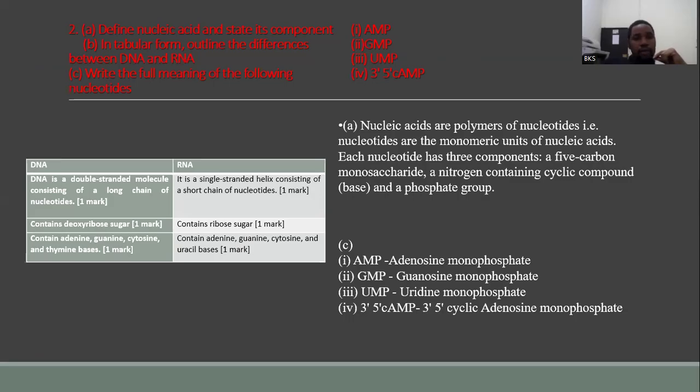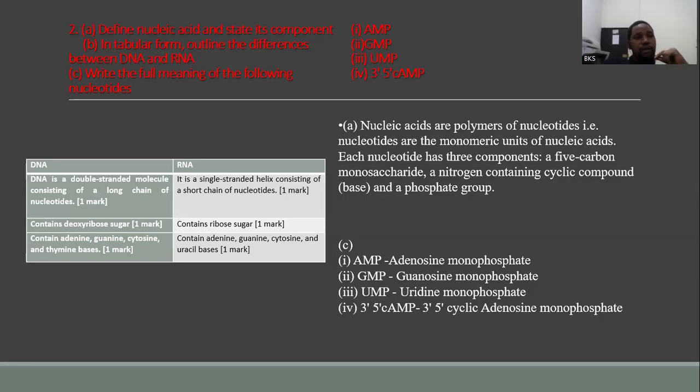Then the next question says define nucleic acid and state its components. We talk about nucleic acid, which is a polymer of nucleotides. The components of nucleic acid are nucleotides, and we said we have different types of nucleic acid. We have DNA and RNA.